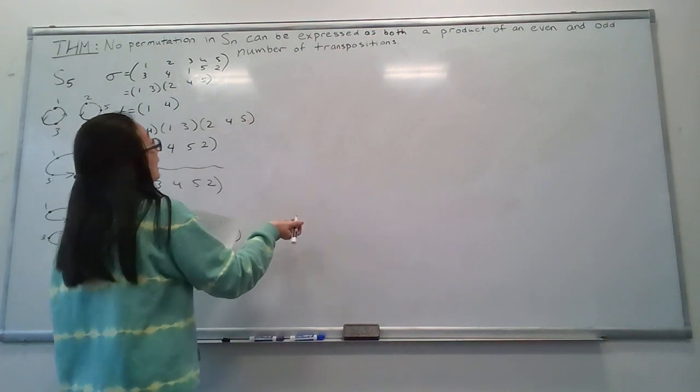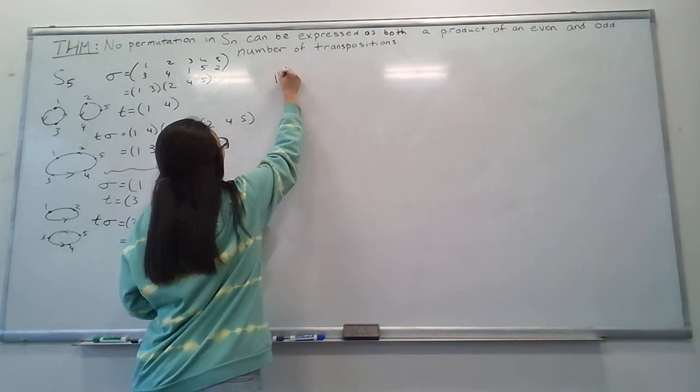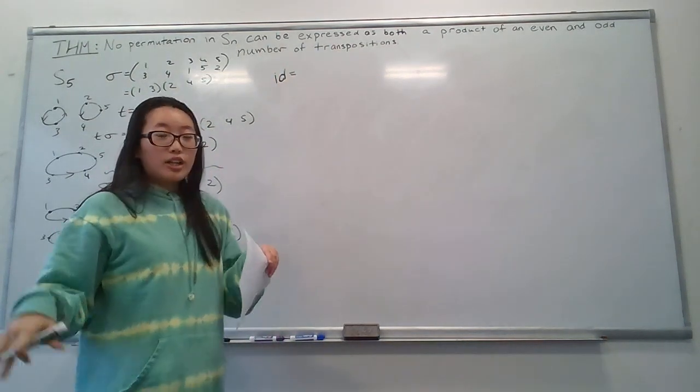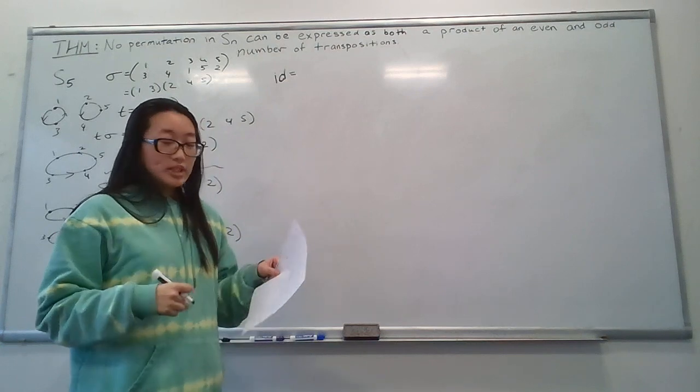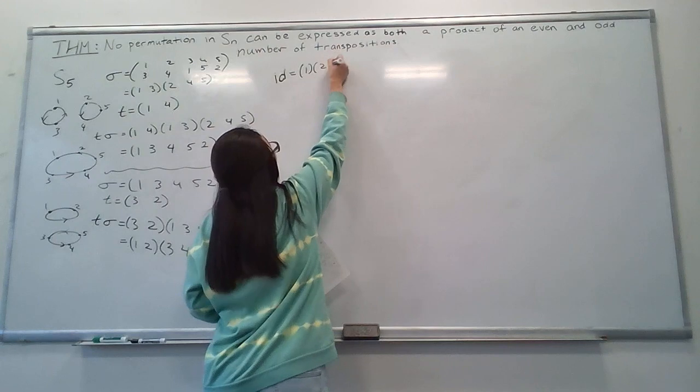Now let's look at the identity permutation in S5. All identity permutations are where the elements go to themselves. So all of the elements are in their own orbit.